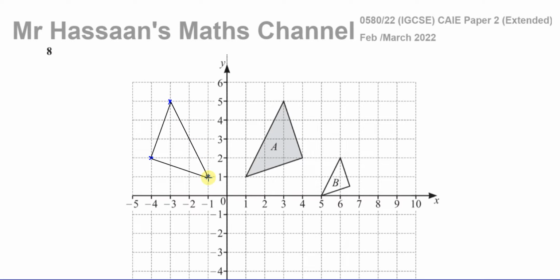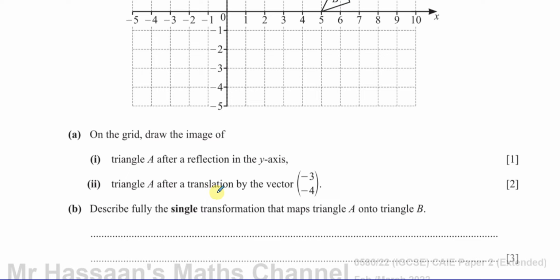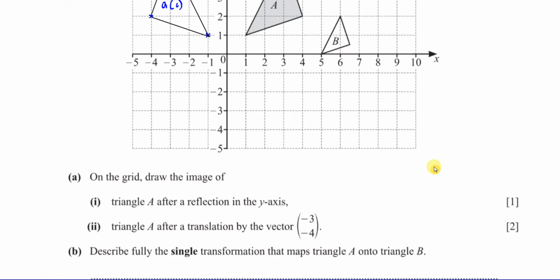So that's going to be the answer to part 1. So there's the answer to A part 1. I'm going to write here A part 1, just to make it clear that that's my answer to A part 1. Then it says triangle A after a translation by vector -3, -4.